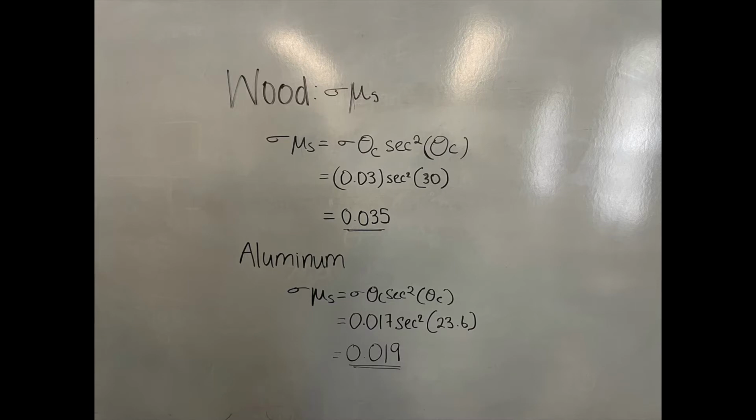For the uncertainty of the coefficient of static friction, we use the formula sigma theta of the critical angle, sec squared, times theta of the critical angle. This formula was given to us, and we plugged in our values and got 0.035 for the wood's mu s uncertainty and 0.019 for the aluminum mu s uncertainty.